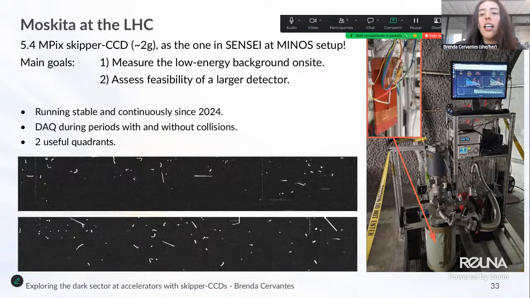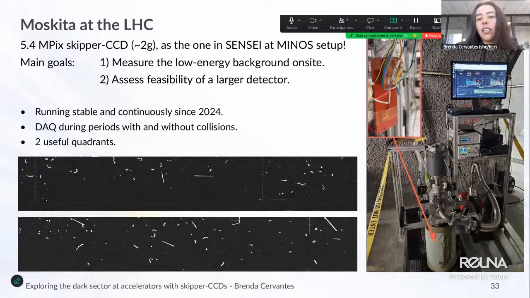But essentially we have one CCD. The main goal, of course, was not to be competitive. At first, we wanted to understand the low energy backgrounds on site, because low energy backgrounds limit our sensitivity. And with those results, the idea was to assess the feasibility of a larger detector. We have been running this sensor stably and continuously since 2024.